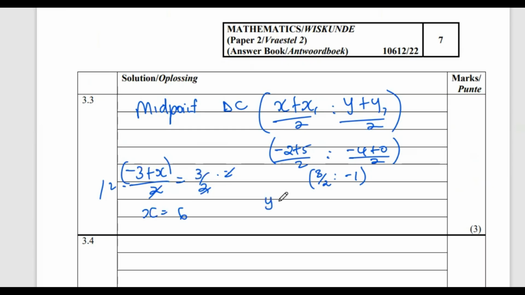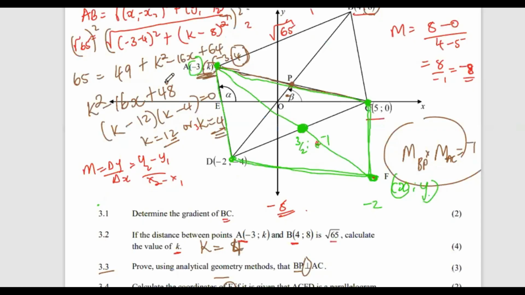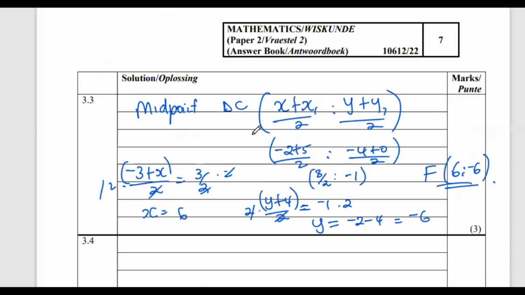And then we're saying Y plus a 4 divided by 2 must give us -1. Multiply through by 2 also. This cancels. So Y is -2 minus 4, which gives us -6. So which means F is going to be 6 and -6. So those would be the coordinates of F according to the question. So remember, you're looking for missing coordinates. In most cases, we use the midpoint, depending on the values that we have. Did we do this correctly? This was a 4.